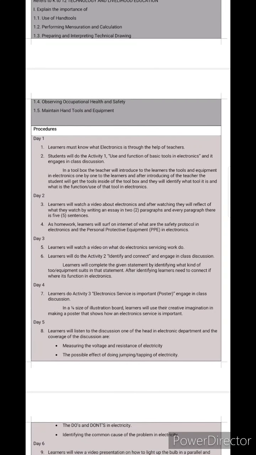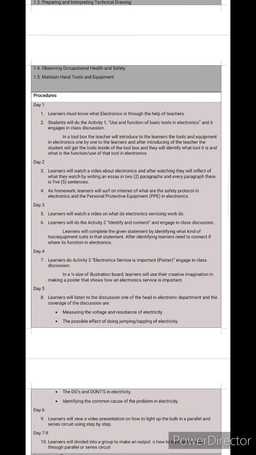Second day, learners will watch a video about electronics, and after watching, they will reflect on what they watched by writing an essay in 2 paragraphs, with 5 sentences in every paragraph. As homework, learners will surf the internet for the safety protocols in electronics and the personal protective equipment or PPE in electronics.